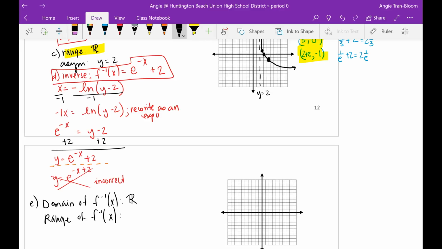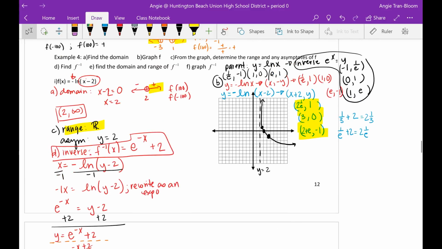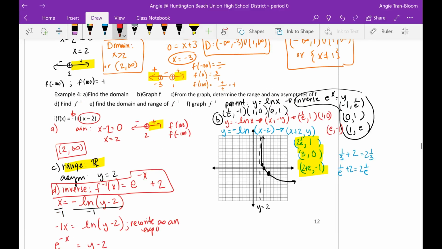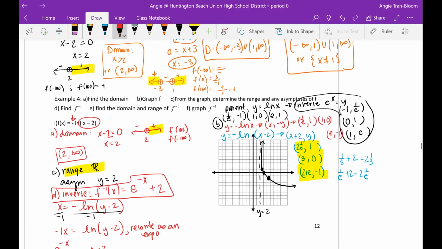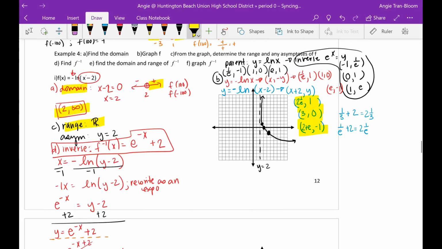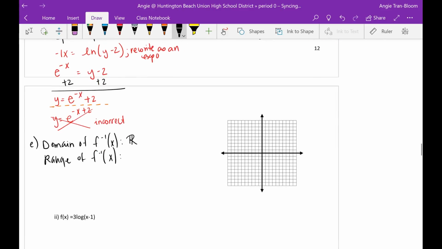And I'm going to go look for the other one. It says the range of f inverse. That means I'm now going to find the domain, which is right here. Okay, the domain is right there. So I'm going to write that in as the range of f inverse, from 2 to infinity.